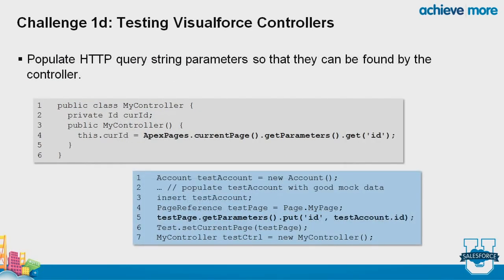Continuing with that same idea, if you're expecting a parameter, let's say the ID parameter, then you need to not only create an instance of the page reference in line 4, but you need to put the ID, the value that you need, before you set the current page. Right? So setting the current page is so that the controller that you write can ask about it.